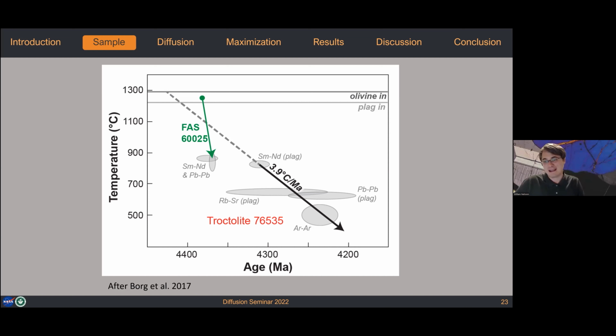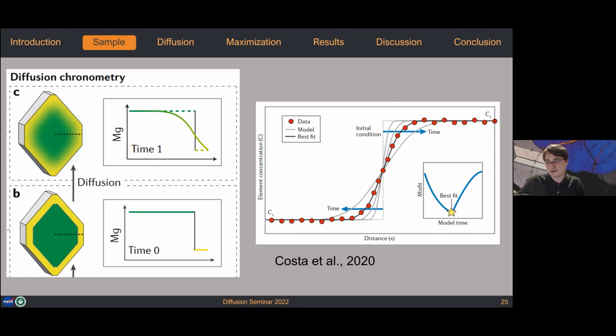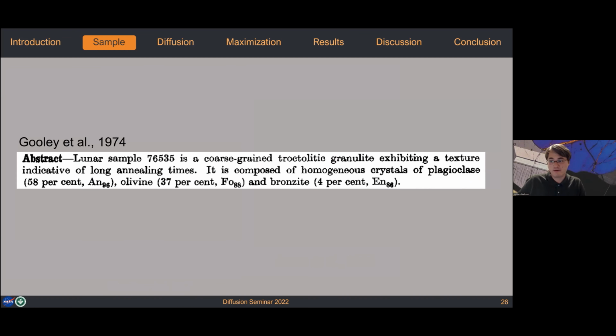But what can actually reach these thermal histories, you might be able to guess from the previous talk in the seminar, is diffusion chronometry. So theoretically, if there exist heterogeneities in the sample, we could model them and extract our best fit timescale for the creation of those heterogeneities. The only obstacle for this is that in the literature, repeatedly, it is stated that this sample is homogeneous in all its major phases. So no heterogeneities to speak of.